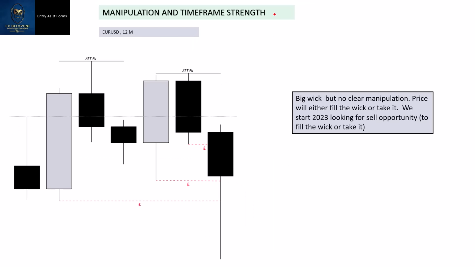Then big wick but no clear manipulation. Price will either fill the wick or take it. So in manipulation, when you have a big wick, the market must come to fill it or take it, right? That's what we call big wick liquidity. We start 2023 looking for a sell opportunity to fill the wick or take it, because there is no clear manipulation.